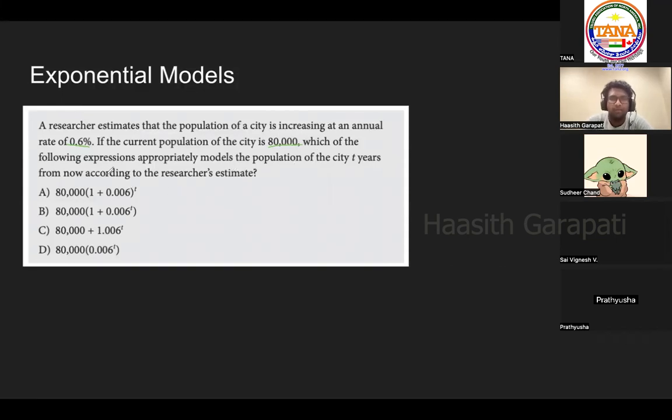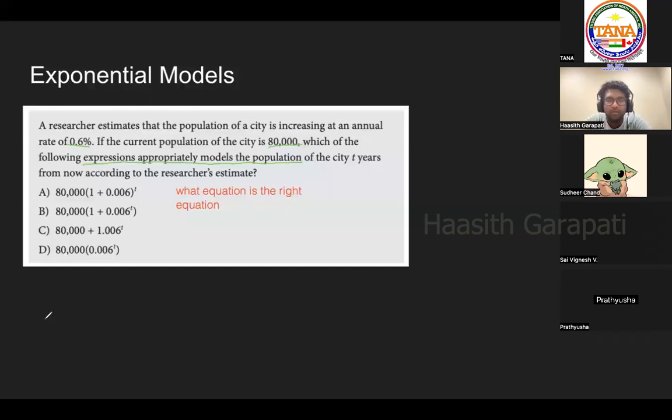So I just wanted to say a lot of questions are going to have this question type, which is which of the following expressions appropriately models the whatever. Basically, all that means is what equation is the right equation. So you have to create an equation and then select the correct equation from the answer choices. So, okay, in this case, this equation type is going to be what we call an exponential model.